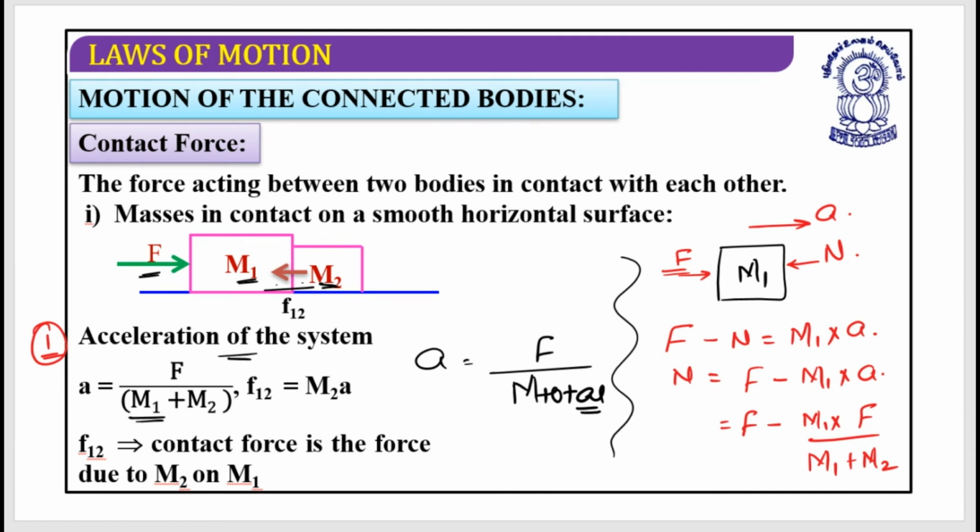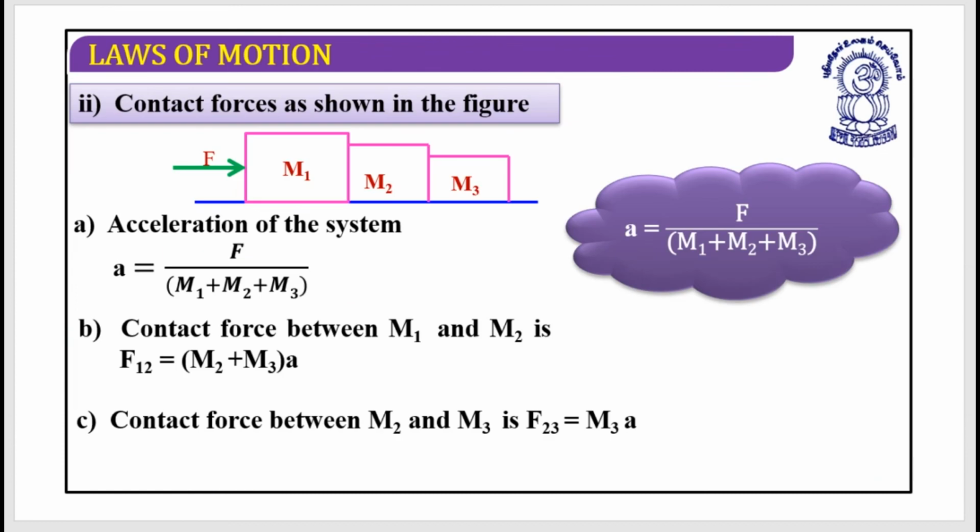Let's look at one more question based on this. Let's suppose you need to find the contact force in this system. So here three blocks are there, m1, m2 and m3, and you are going to push them with the help of force F. And let's suppose you need to find the contact force between m1 and m2, or the contact force between m2 and m3, and something like this. So what you are supposed to do is, let's just calculate the acceleration first.